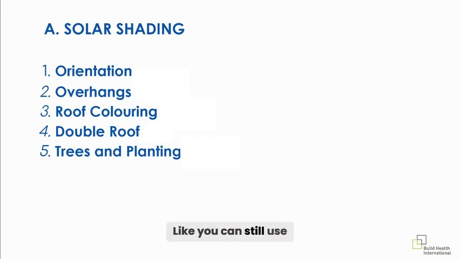Another thing is to leverage landscaping. You can still use trees or plantings so that the softscape can be used to shade the building. It's like the opposite reaction of what the sun is doing to the house.